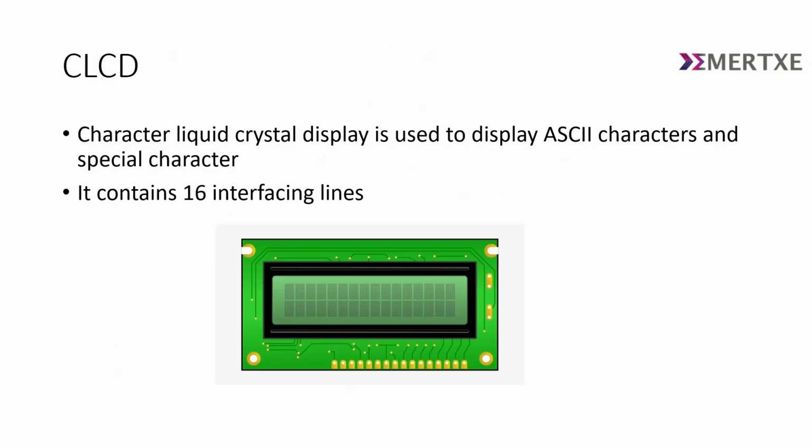So let's see, next one is CLCD, that is character liquid crystal display, that is used to display ASCII characters and special characters. In this, it contains 16 interfacing lines. So this is the CLCD we are using.